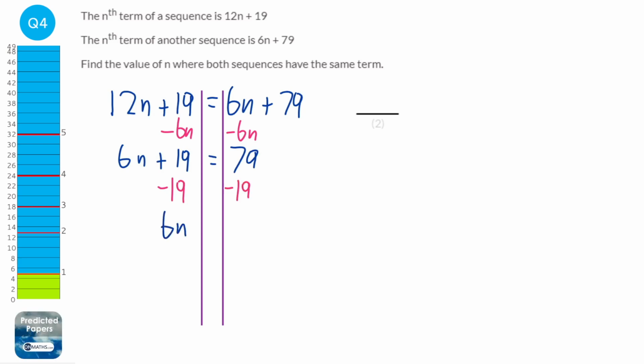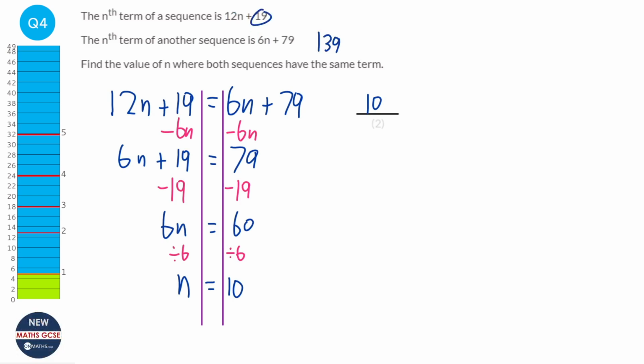and so we've got 6n equals 79 take away 19, which is 60, and finally we just divide by 6, and so that would be n equals 10. So the value of n is 10. Now we can just test this, because if you do 6 times 10, which is 60, 60 plus 79, which would be 139. And then if we do the same for the top one, 12 times 10, which is 120, plus 19, which is 139. So they both have the same term when n is 10.